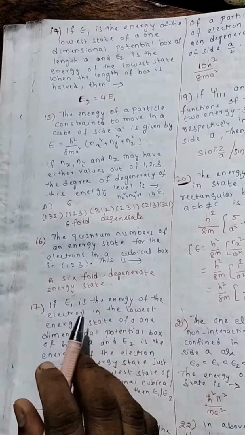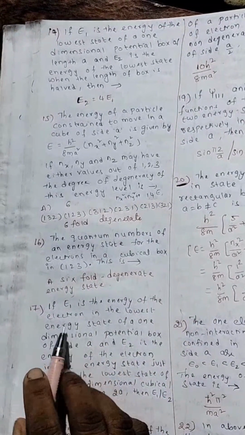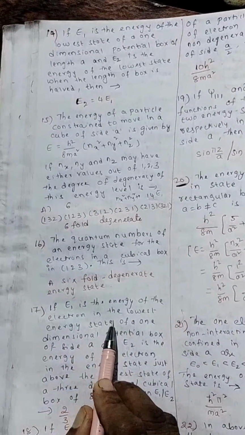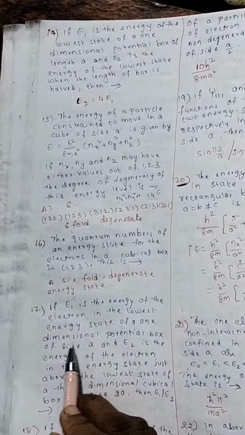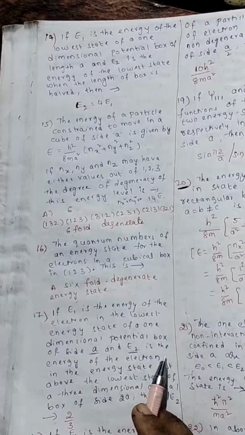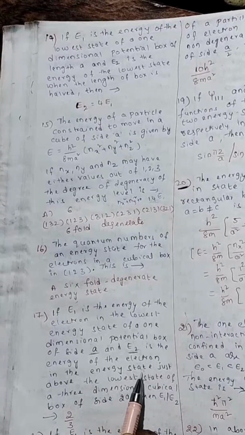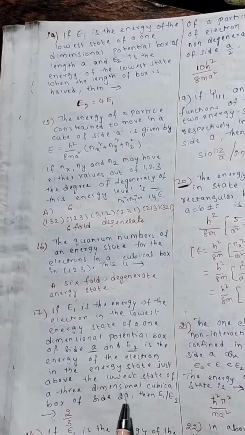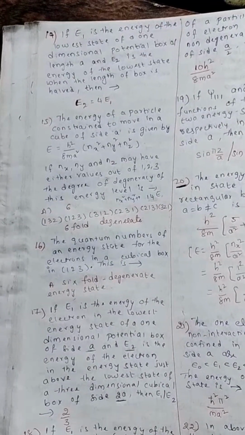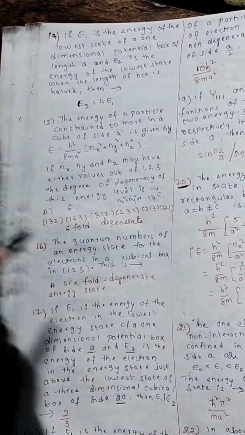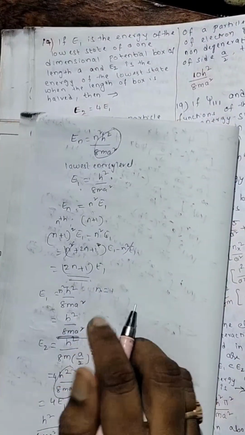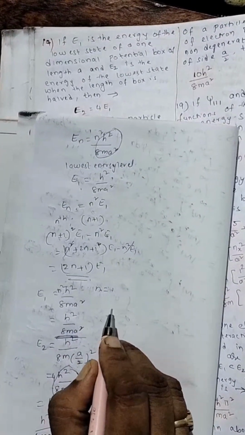Now, next: if E1 is the energy of an electron in the lowest energy state of a one-dimensional potential box of side a, and E2 is the energy of the electron in the energy state just above, meaning the first excited state, of a three-dimensional cubical box of side 2a, find E1 by E2. Here we follow the same procedure. First, let us write E1.